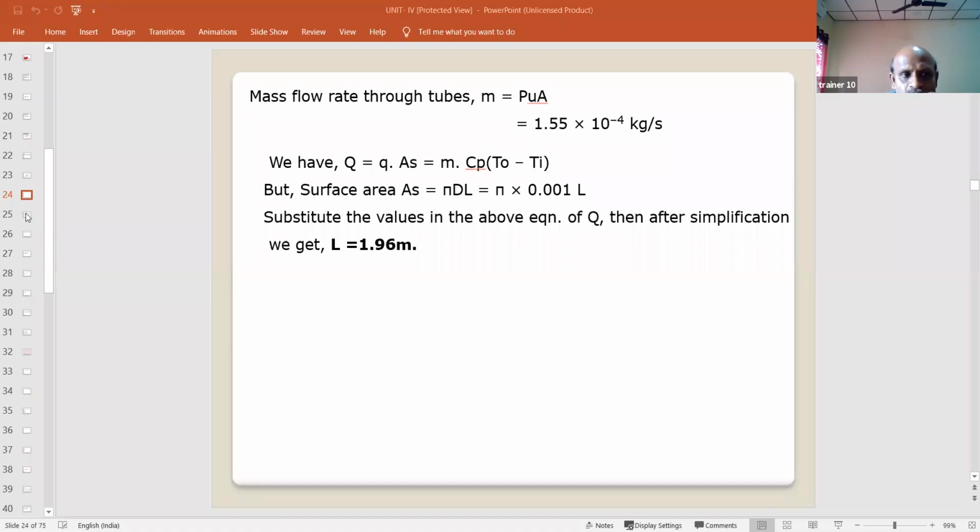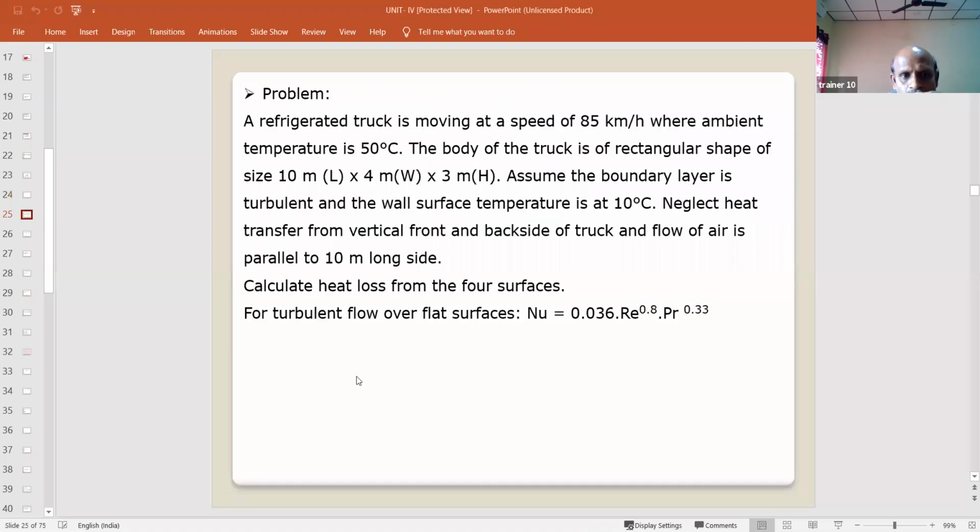So we'll go to the next problem. A refrigerated truck is moving at a speed of 85 km per hour, where ambient temperature is 50 degrees centigrade. So here the speed of the truck is given and the ambient temperature is given. The body of the truck is of a rectangular shape, size given: length 10 meters, width 4 meters, and height 3 meters.